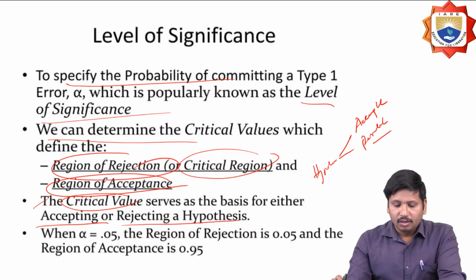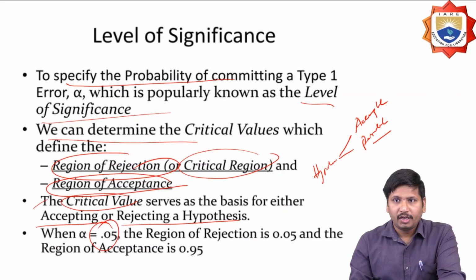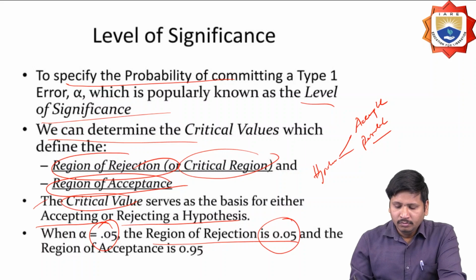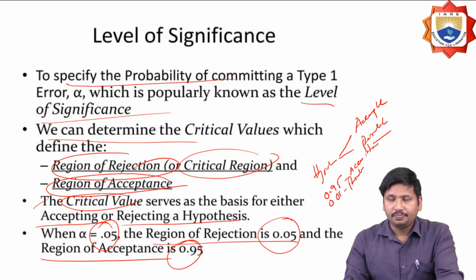Normally the alpha value should be 0.05, and the region of rejection should be 0.05, and the region of acceptance should be 0.95. So 0.95 is the acceptance value, and 0.05 is the rejection criteria value.